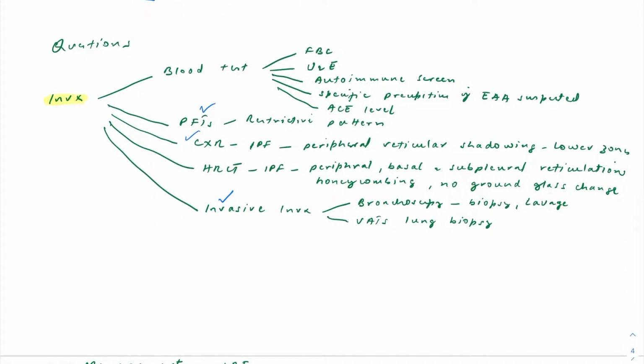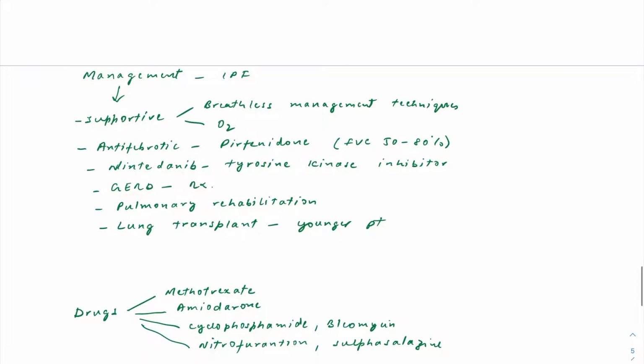Another question which they may ask is about the management of idiopathic pulmonary fibrosis, again divided into different groups. So management can be supportive, like breathlessness management techniques and oxygen inhalation. There are some drugs available for idiopathic pulmonary fibrosis. One of them is pirfenidone, which is antifibrotic, and it is recommended if the patient has FVC between 50 to 80%. Another drug is a tyrosine kinase inhibitor called nintedanib, which is, however, not available in the UK. It's only used in the USA.